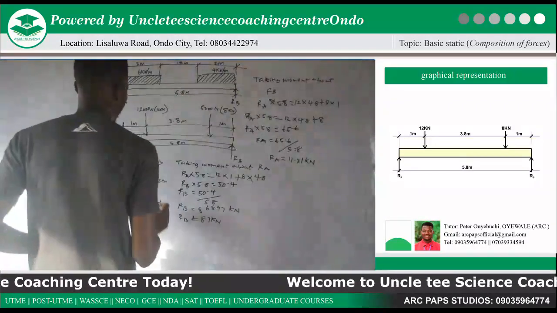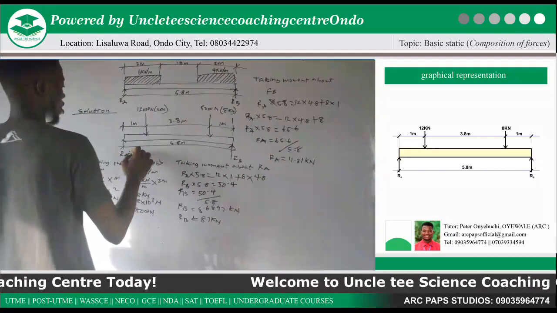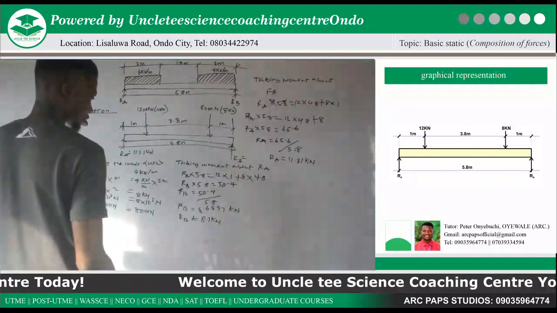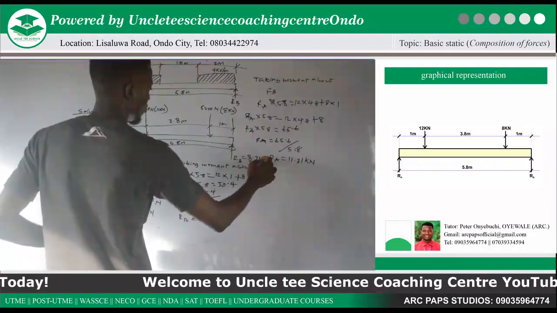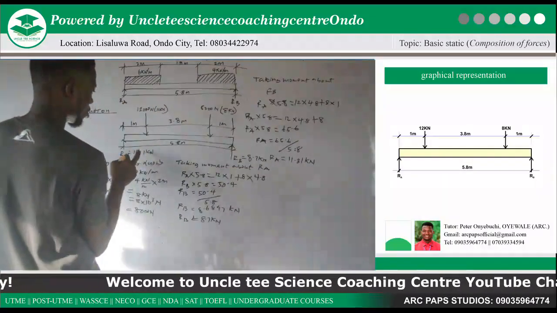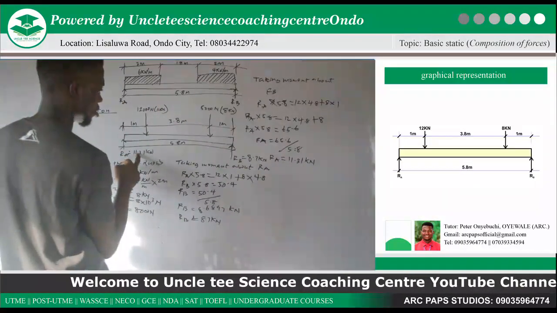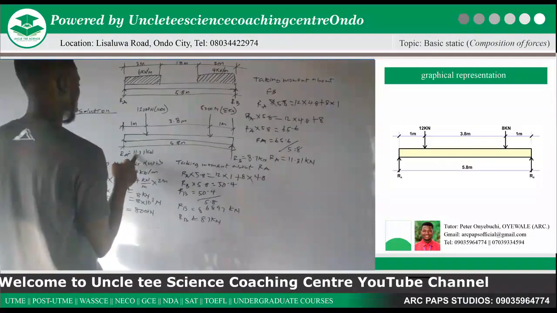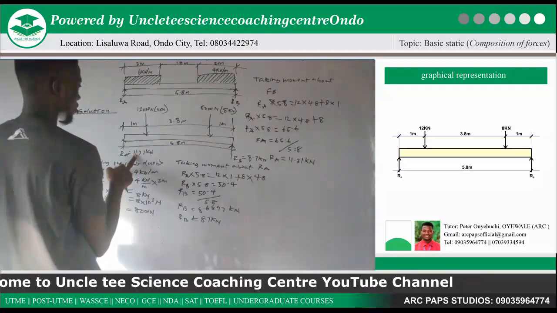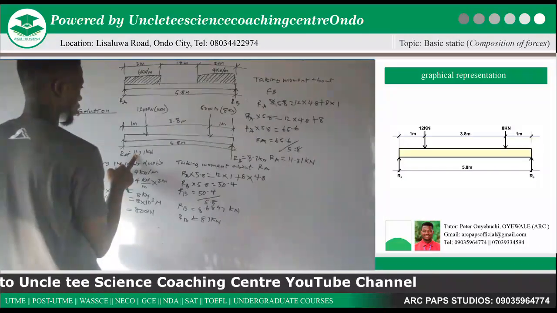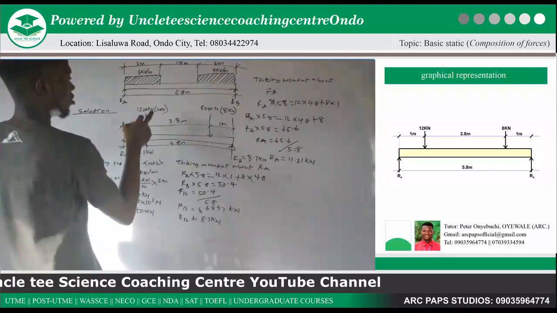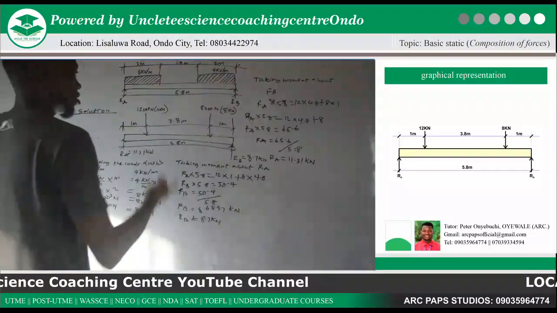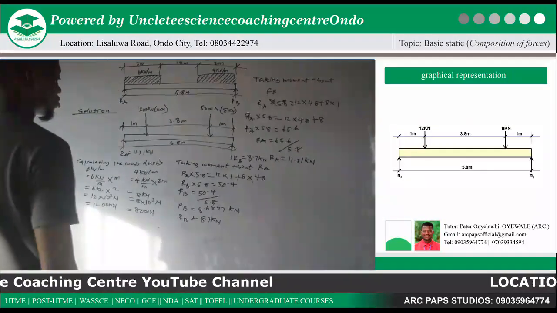So it means our RA is 11.31 kilonewton, while our RB is 8.7 kilonewton. Now, 11.3 plus 8.7, 11 plus 8, that is 19, 19 plus 1, that will give us 20. Now you take a look at this, 12 plus 8, 20, it means our reactions are correct. Total upward forces is equal to our total downward forces.